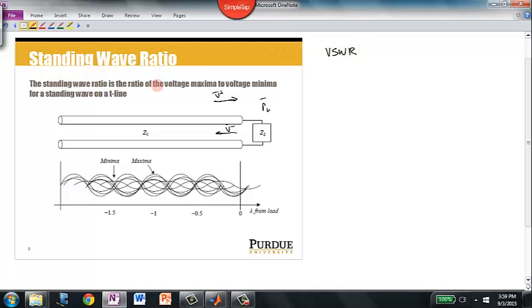And the VSWR is the ratio of the voltage maximum to the voltage minimum for a standing wave on a transmission line. So if we were to mathematically express the maximum voltage, it's going to be whatever the peak value of the incident wave is, V peak, times 1 plus the absolute value of the reflection coefficient at the load. The reflection coefficient at the load can range from 0 to 1, and the maximum value is going to be 1 plus that times the peak value. A similar expression can be developed for the minimum value along the transmission line. It's just V peak times 1 minus the absolute value of the reflection coefficient at the load.